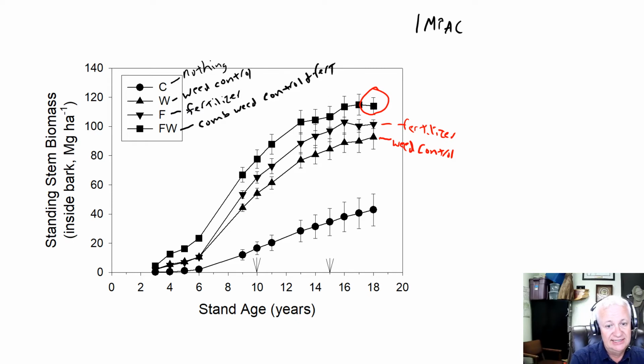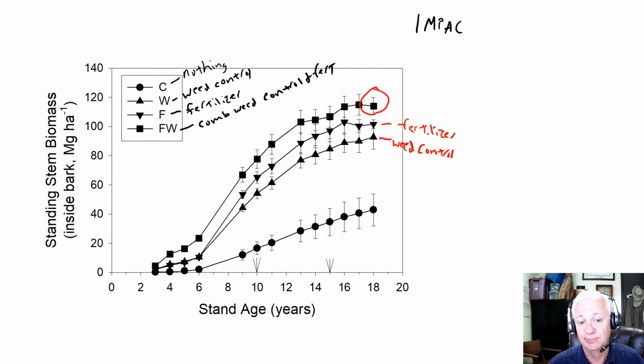One, it tells us that the main thing those weeds or competing vegetation were competing for was nutrients, because that weed control treatment had about the same effect as a fertilizer treatment. It also means that in some cases you can trade off the effects of fertilizer for the effects of herbicide or weed control. So those two treatments can have similar effects.